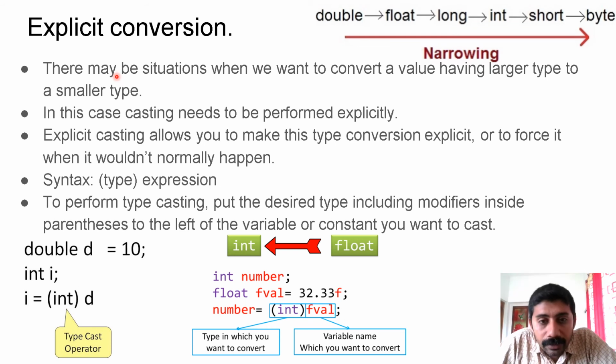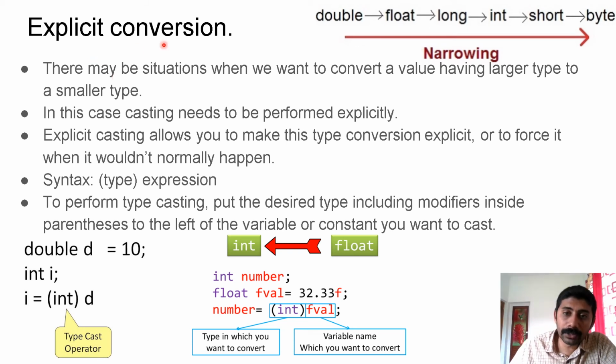There may be a situation when we want to convert a value having a larger type into a smaller type. Obviously, data loss is possible because the target has less space compared to the source. In this case, casting needs to be performed explicitly. For the narrowing operation, the compiler won't do it silently. The compiler will ensure that the programmer has taken care of this. So the compiler will force you to do the explicit type conversion, otherwise it will create an error.